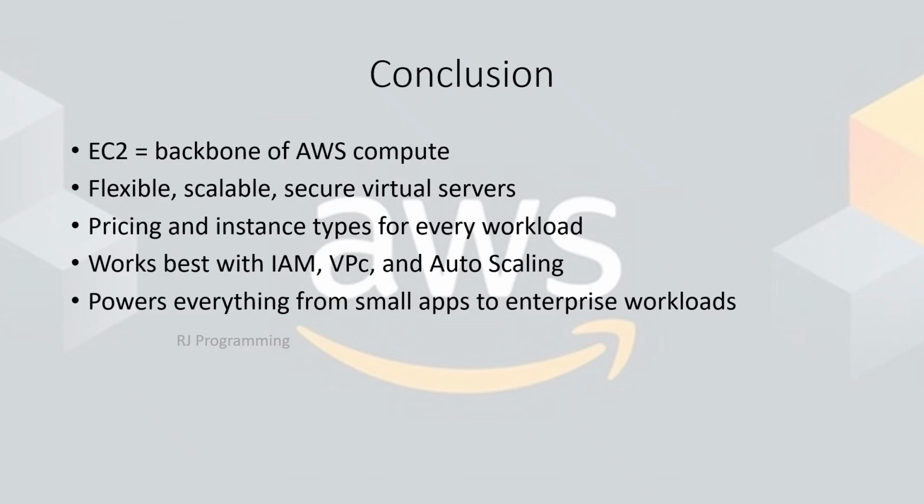And to wrap up, EC2 is the backbone of AWS compute services. It provides flexibility in choosing the right instance types, storage options, and pricing model for any workload. Security is handled through IAM, VPCs, and network controls. Scalability and resilience are achieved with auto scaling and load balancing. And whether it's a personal project, a startup app, or a global enterprise system, EC2 provides the foundation to run it reliably in the cloud.